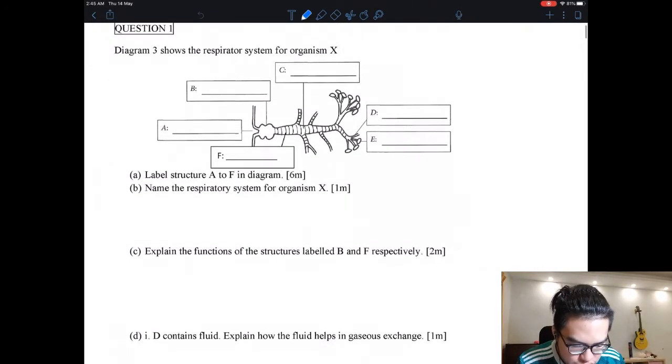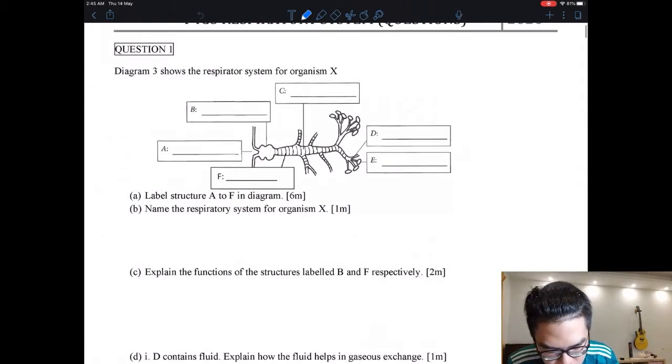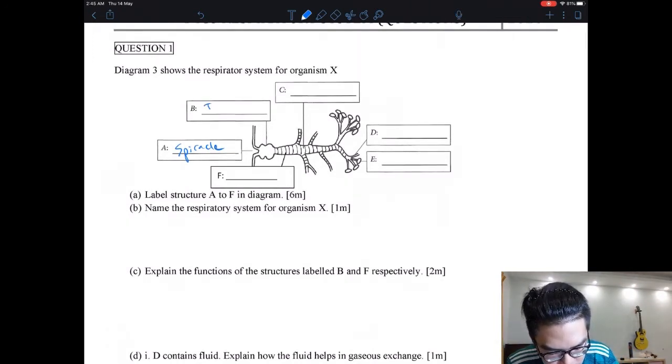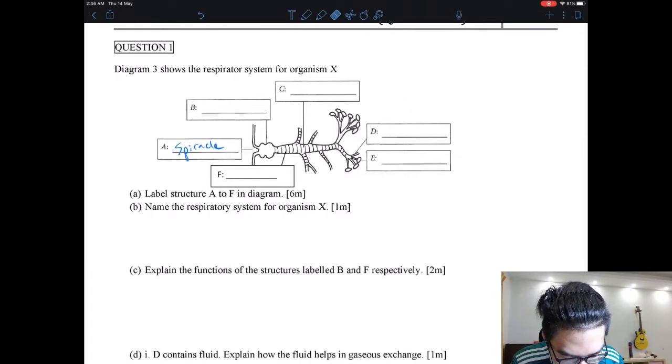So this is your tracheal system. It's not a ginger, I know it looks like one. B is your trachea. I think the trachea is here, the main one, and then this is like an air sac. Normally they won't ask about this part. They will ask about the trachea, and then this is your tracheole.